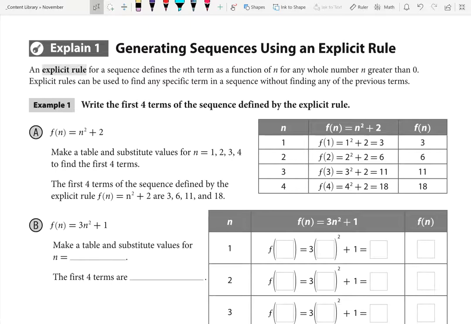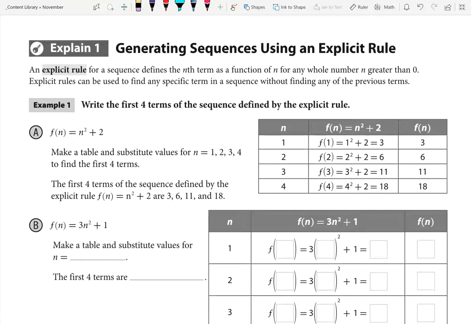So basically, if you want to find, let's say, the 12th term in a sequence, you would just plug 12 in as n. N represents the position in the sequence. So if you want to find the 12th term, that's the 12th position in the sequence, you would just plug 12 in for n, and the outcome result is the 12th term.